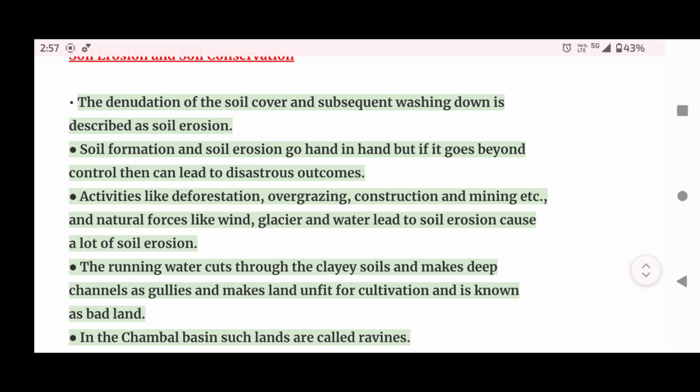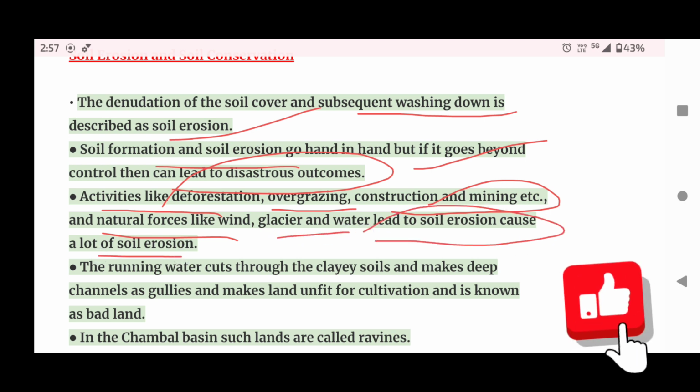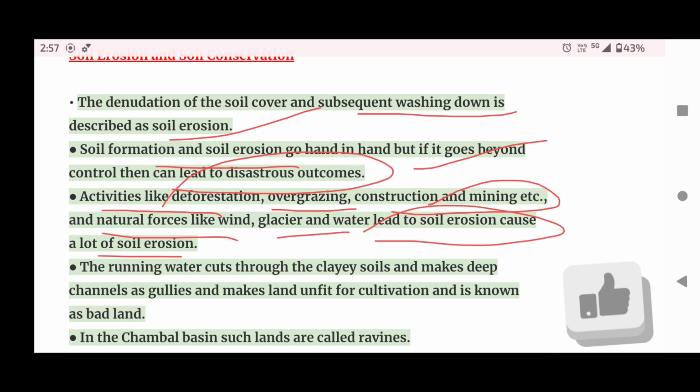The denudation of the soil cover and subsequent washing down is described as soil erosion. Soil formation and soil erosion go hand in hand, but if it goes beyond control, it can lead to disastrous outcomes. Activities like deforestation, overgrazing, construction and mining, and natural forces like wind, glacier, and water cause a lot of soil erosion.